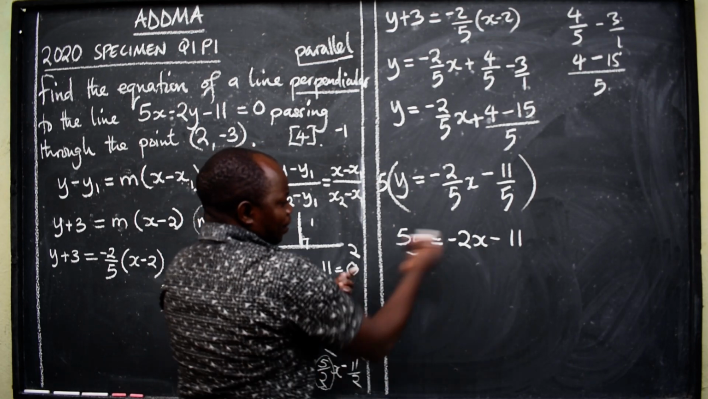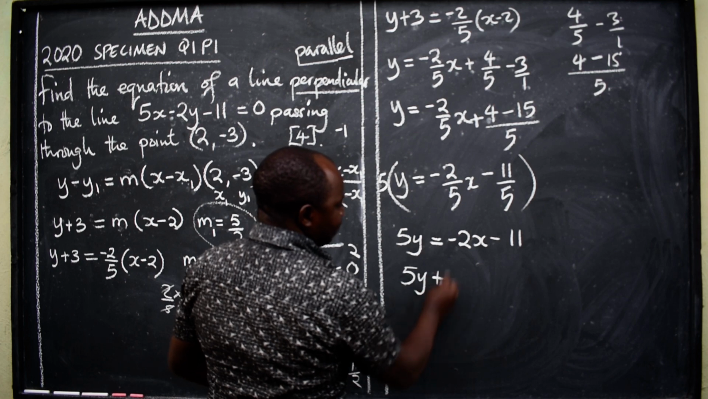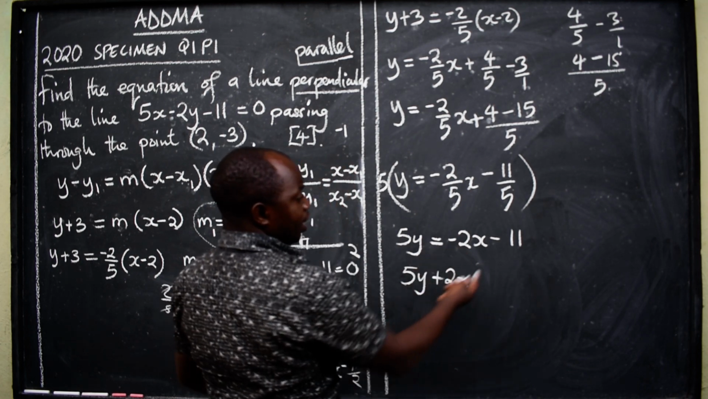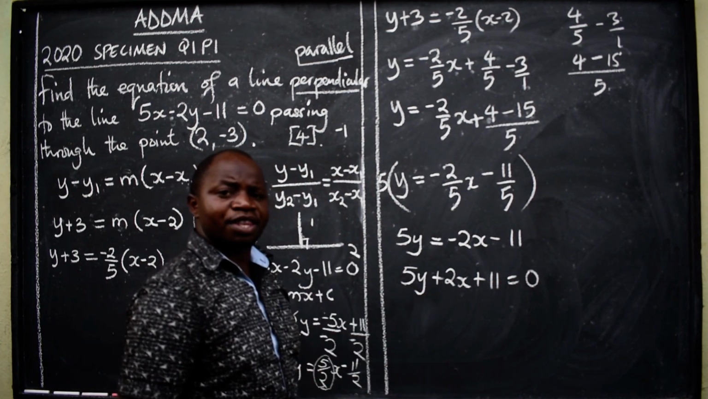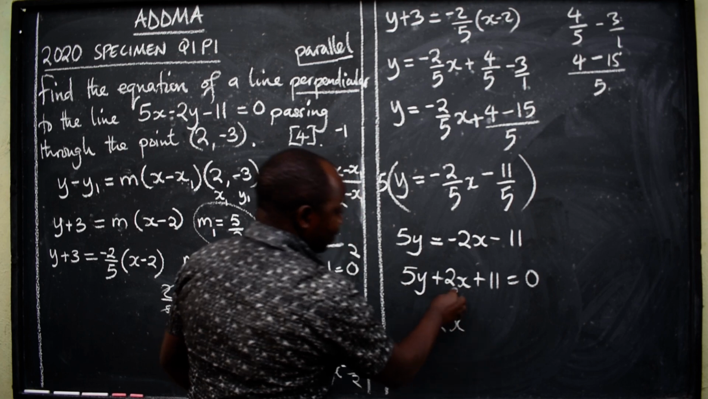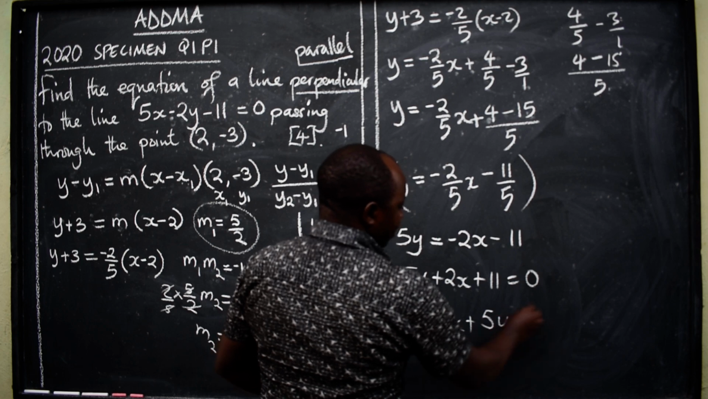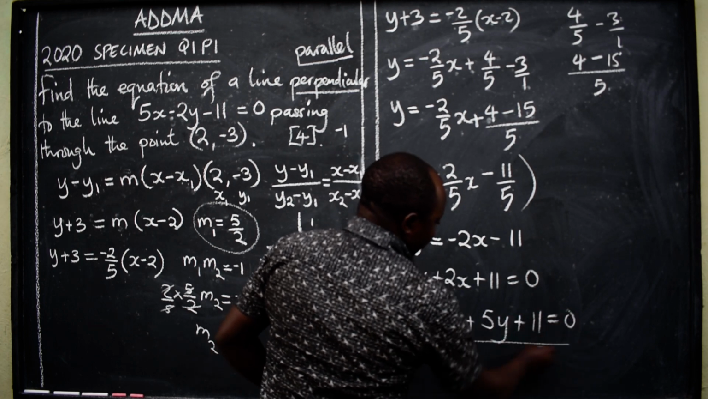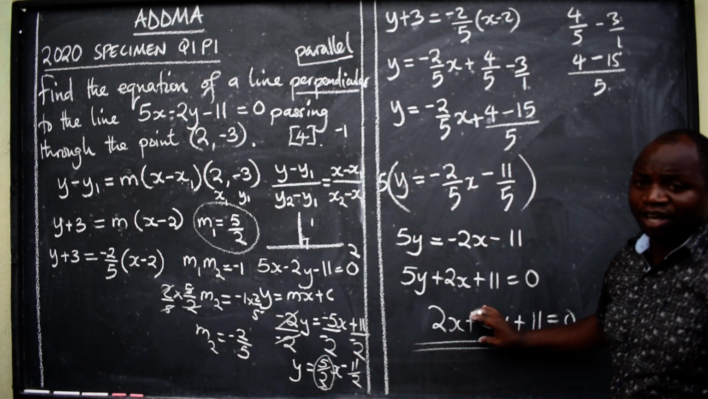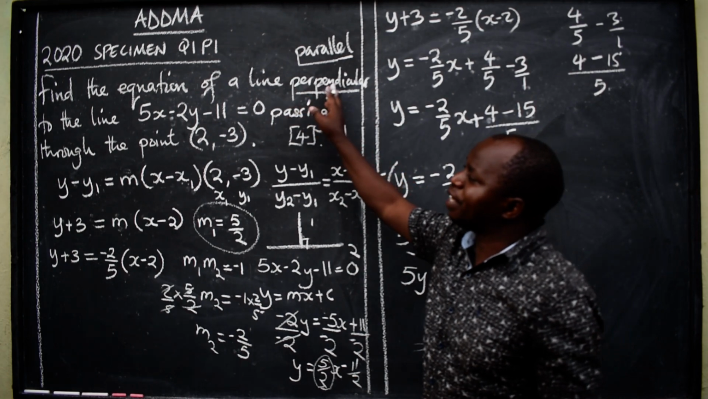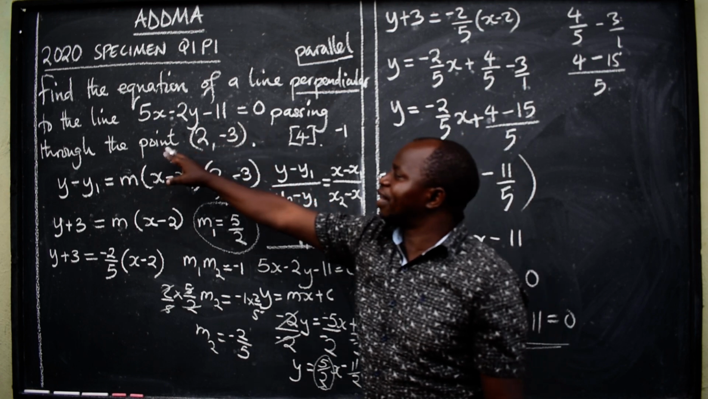If you want, you can rearrange to say 5y plus 2x plus 11 is equal to 0. Of course, you can start with the x, which will be 2x plus 5y plus 11 is equal to 0. Ladies and gentlemen, this is now the equation of a line perpendicular to this, and passing through this point.